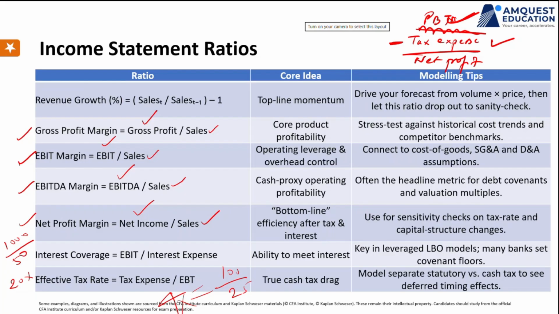So ratios are of extremely critical importance, at least from an exam perspective, right? So be very, very clear in terms of your ratio based knowledge. Most of them, higher the better. Revenue growth higher, all profitability higher the better, interest coverage higher the better. The only exception is the effective tax rate. You would like to have a lower tax rate. Otherwise, all the ratios on the screen should be higher the better.